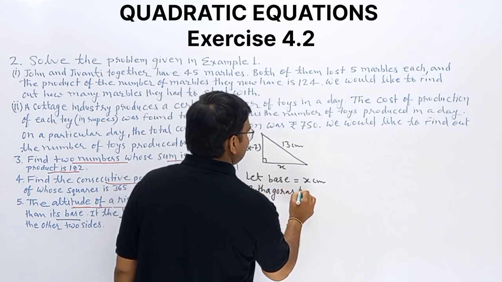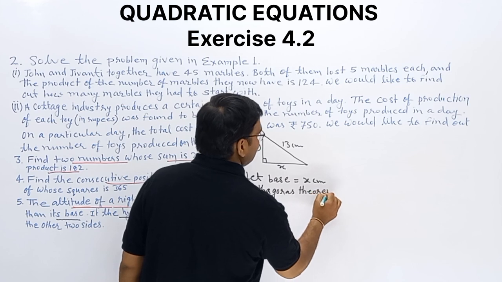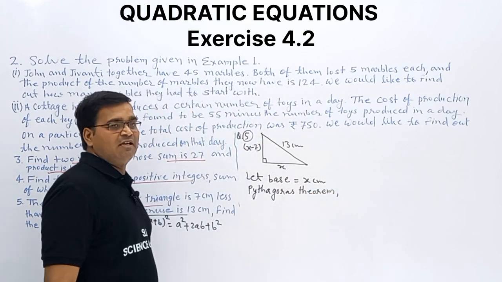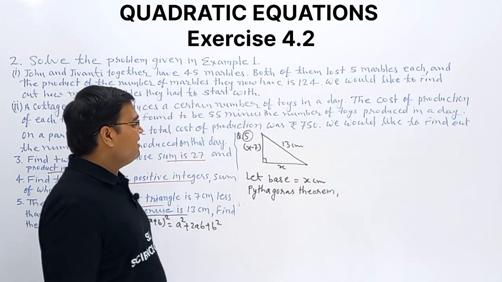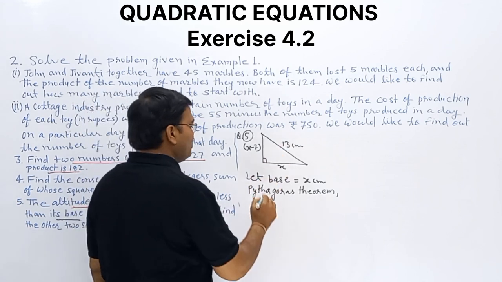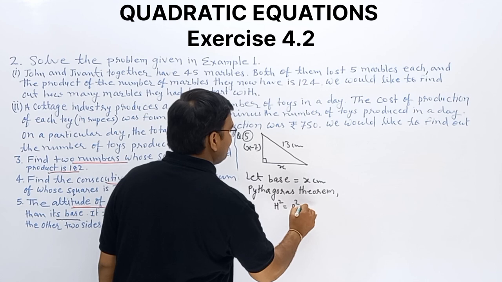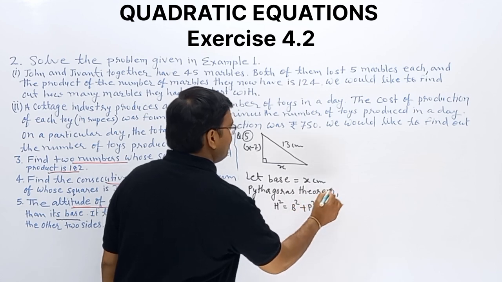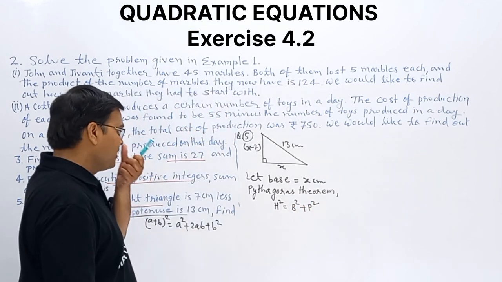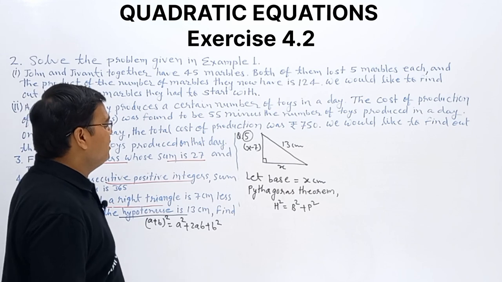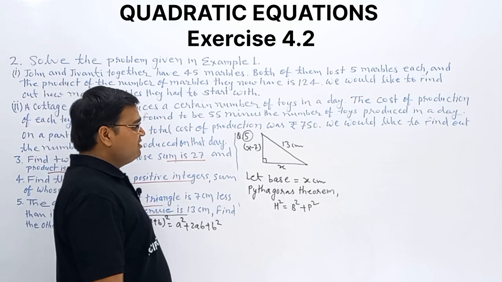Pythagoras theorem. By using Pythagoras theorem, how will we say? Hypotenuse square will be base square plus perpendicular square. This is the Pythagoras theorem. So by using Pythagoras theorem, we will find the values.